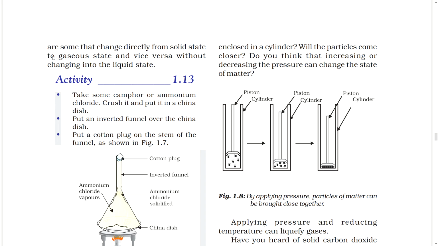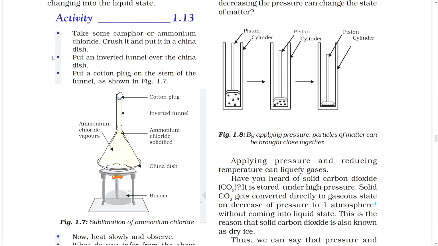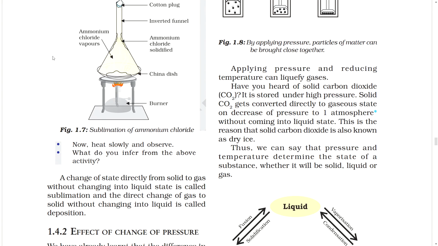Activity: do this. Take some camphor or ammonium chloride, crush it and put it in a china dish. Put an inverted funnel over the china dish. Put a cotton plug on the stem of the funnel as shown in the figure. Cotton plug, inverted funnel, ammonium chloride solidified, ammonium chloride vapors, china dish, burner. Sublimation of ammonium chloride.